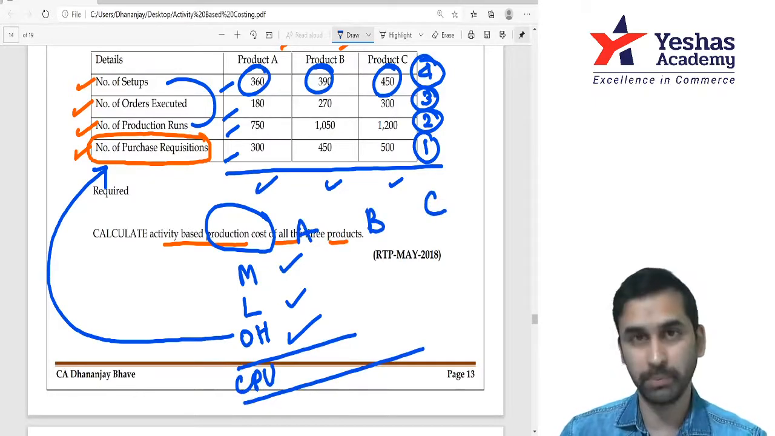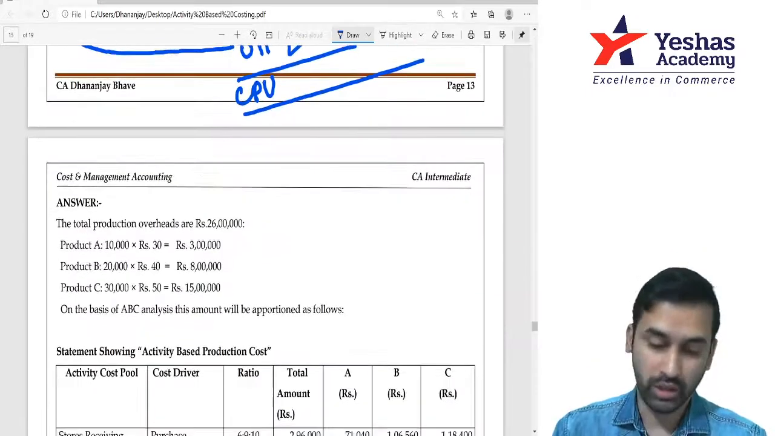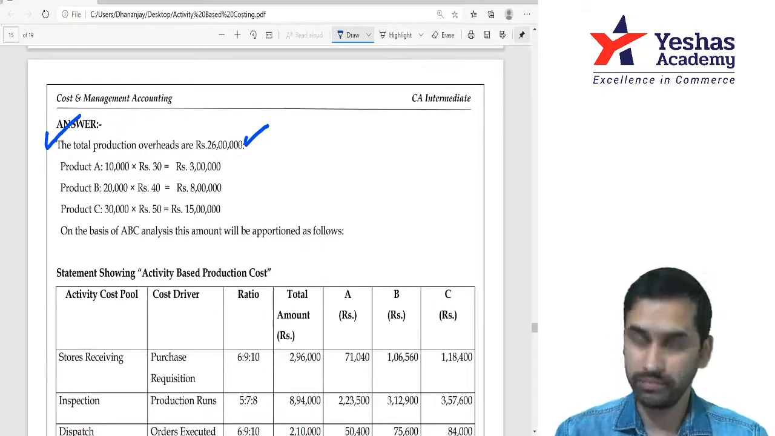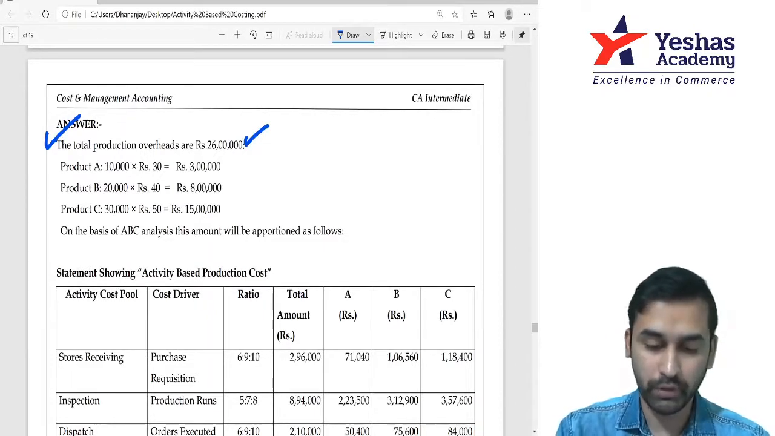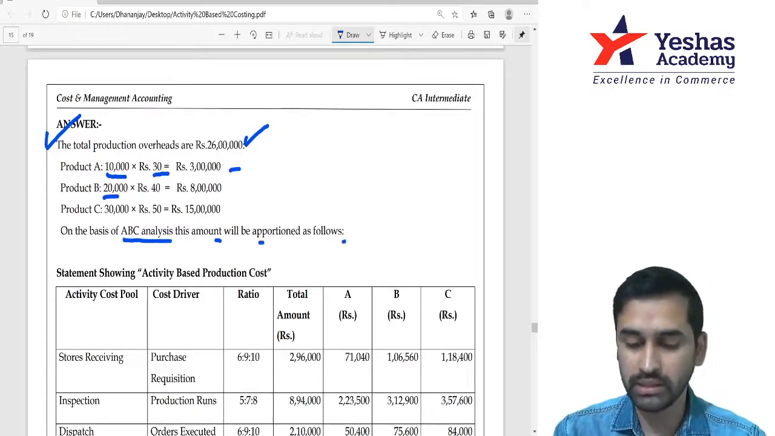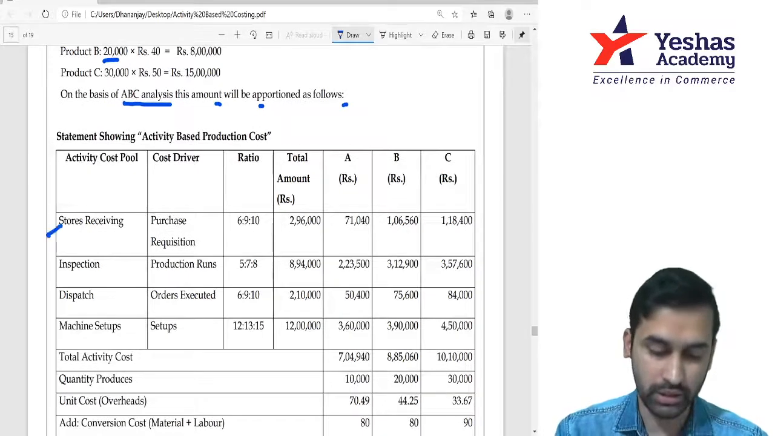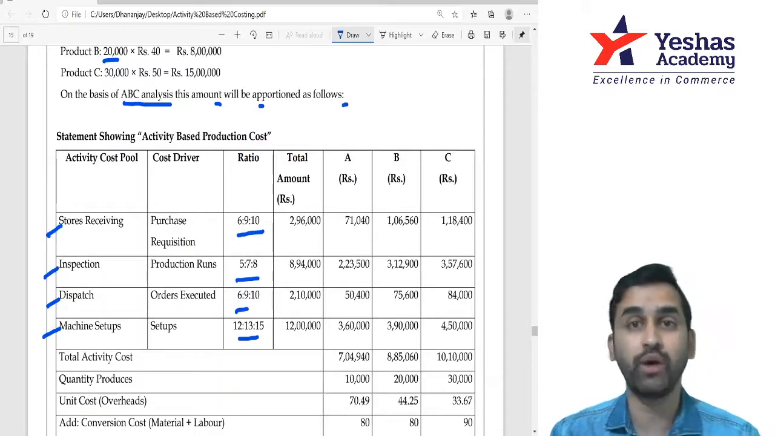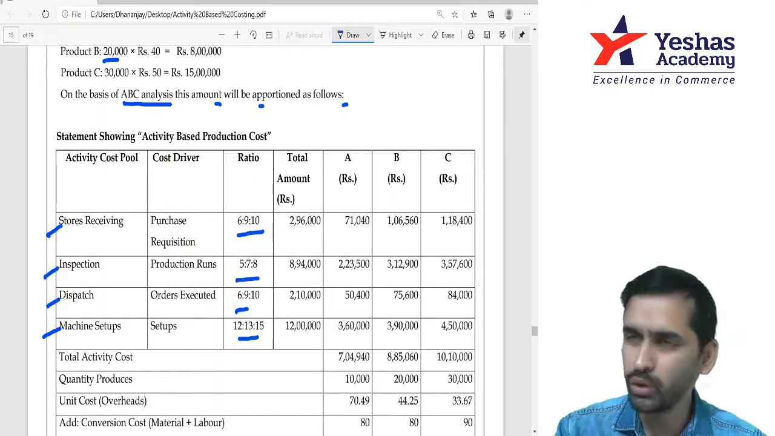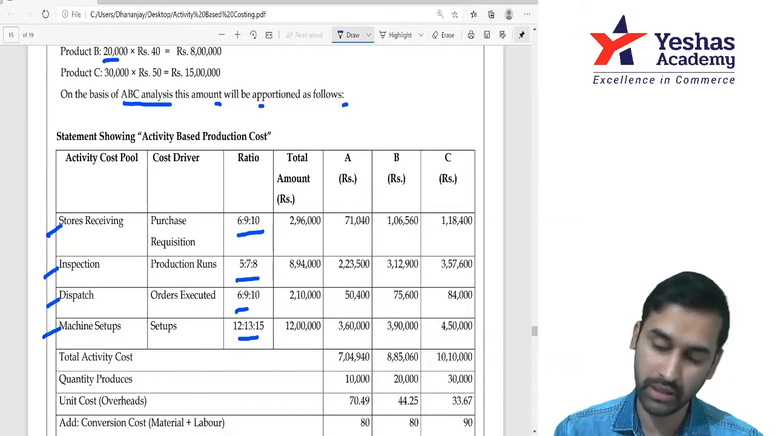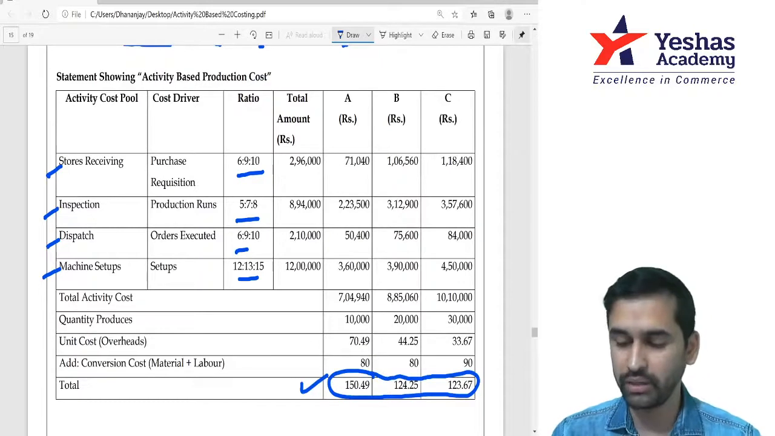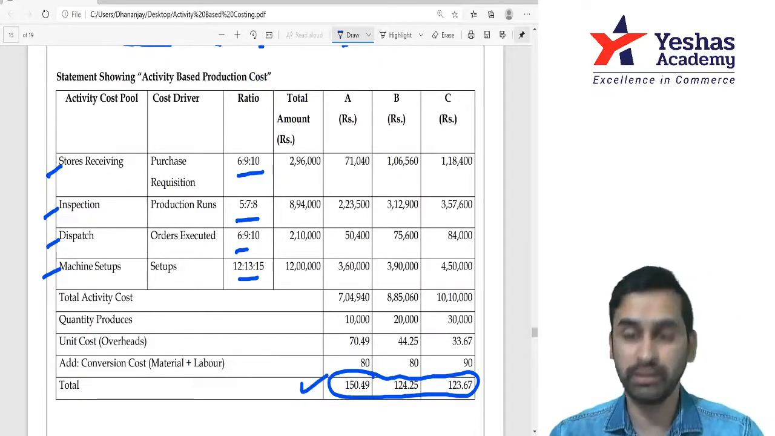That's all. Simple. See what they have done. Total production overhead 26 lakh, and then the number of units given to you, product A, product B, product C. On the basis of ABC, this amount will be apportioned like this: stores, receiving, inspection, dispatch. They have done it in ratio. I told you already, there is no standard format that you have to do ABC rate only. You can do it ABC rate also. You will get the same answer. Don't worry. At the end, you will get this number only: 150.49, 124.25, 123.67.